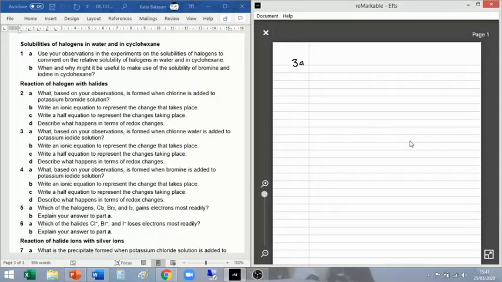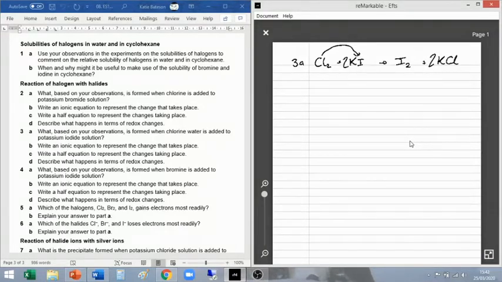So in 3A, we have got chlorine water being added to potassium iodide. The chlorine is more reactive, so the chlorine is going to displace the iodine and take the potassium for itself. So what we're going to have happening there is iodine being left out on its own, and you've got potassium chloride being formed there. That is not balanced, so let's get a 2 there and a 2 there.